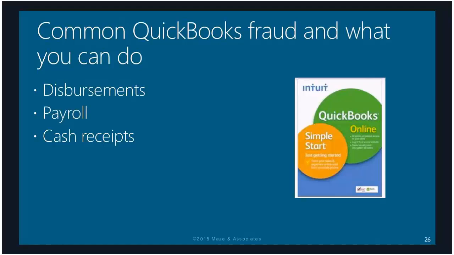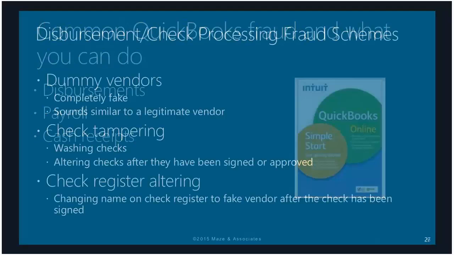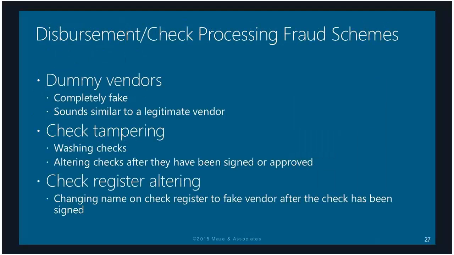But most of our QuickBooks clients have a relatively simple accounting structure, and so we're going to focus on the areas that I mentioned earlier: the disbursements, payroll, and cash receipts. With the disbursements and check processing fraud schemes, the most common, again, is the dummy vendors, whether they're completely fake or they sound similar to a legitimate vendor.